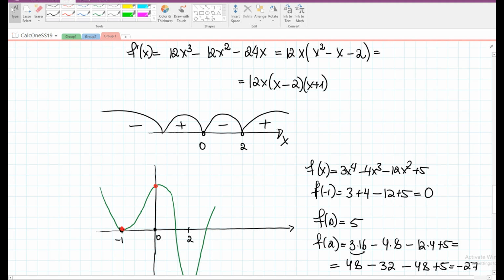Is it concave upward or downward at the t? Concave up, right? At the t. Because it's going down first, right? Before the t, then up. Concave up. So at the 0, it is concave down, right? Because before 0, it is increasing, then it's decreasing, right? Concave down.